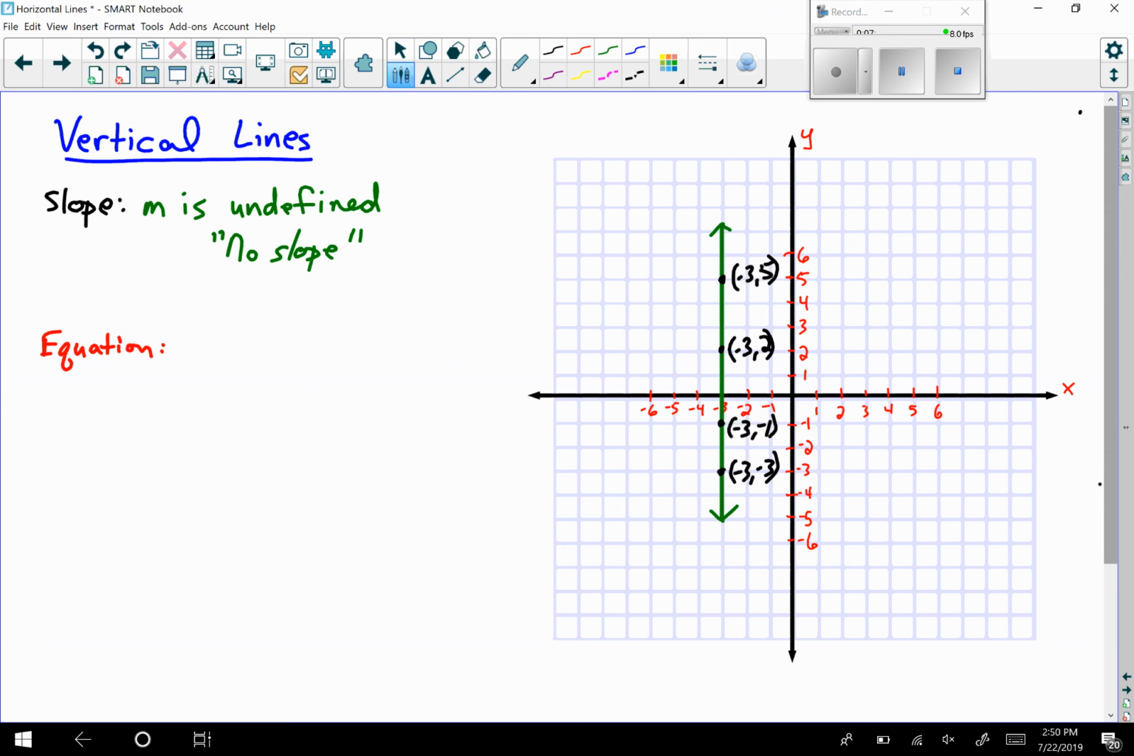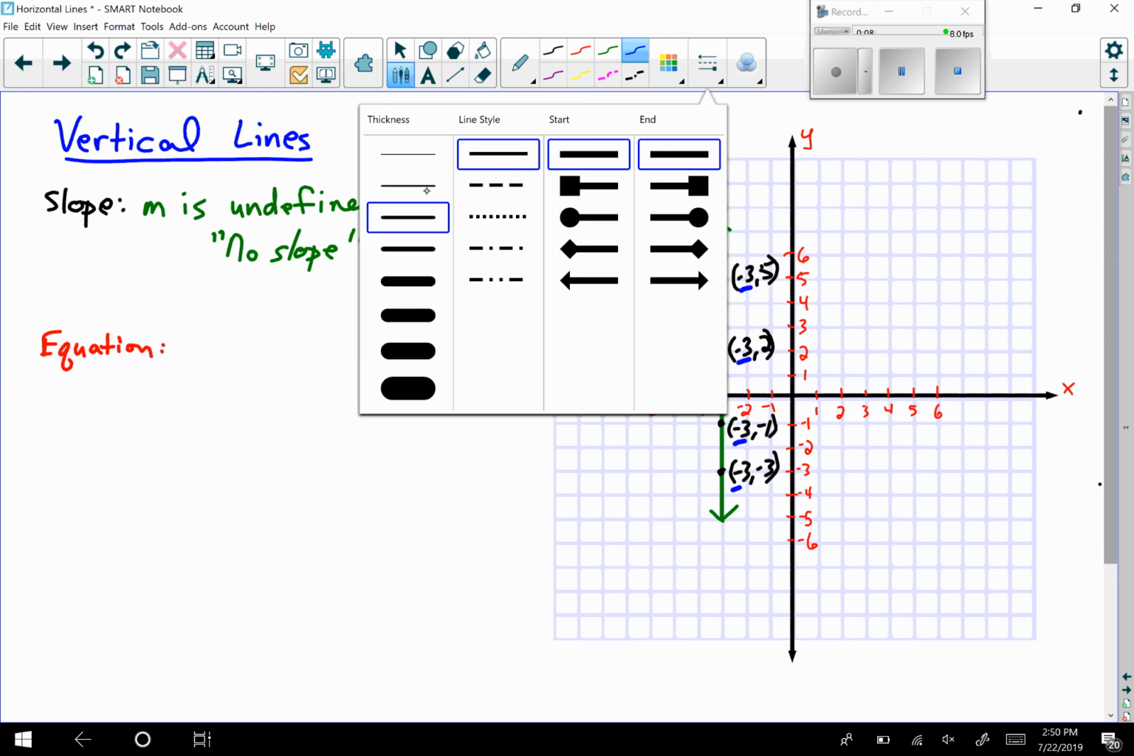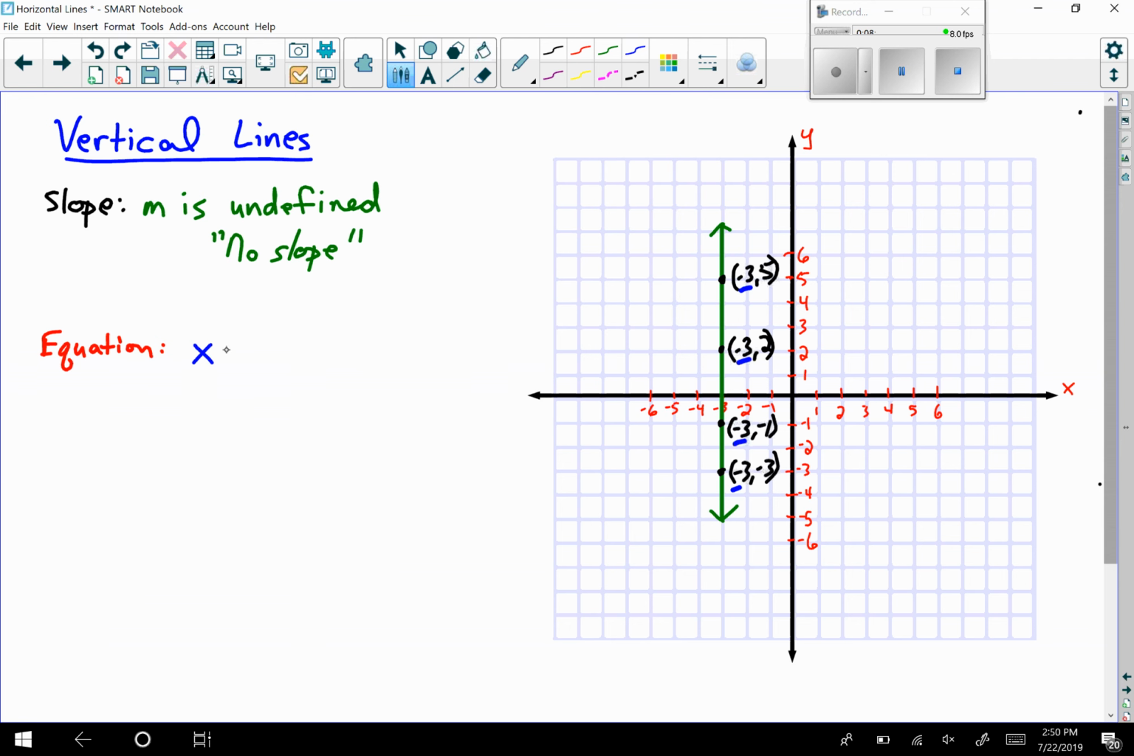Now with a horizontal line, if you remember, we had all of the y values that were the same. So take a look here and see what's the same. If you notice here, all of the first numbers, the x coordinates, are all the same. So for this particular example, our equation is x equals -3, since all of the x's are the same number. So that's for this example.